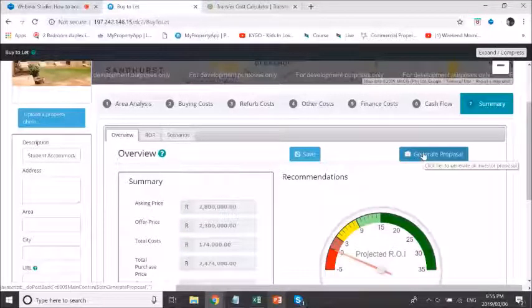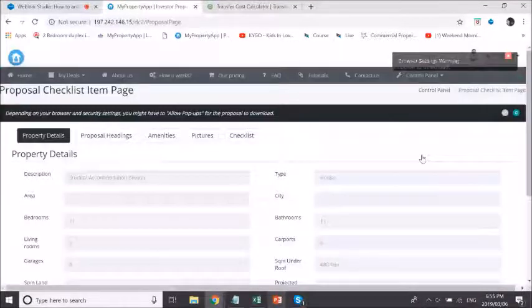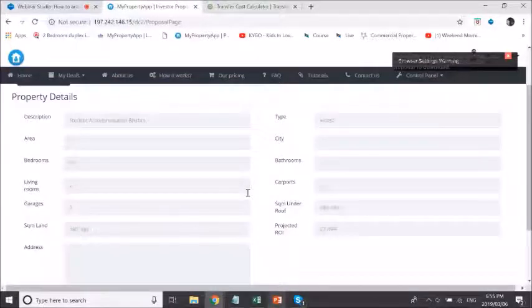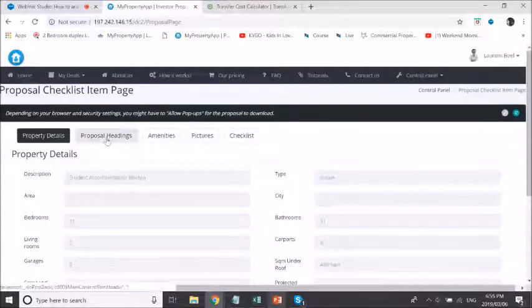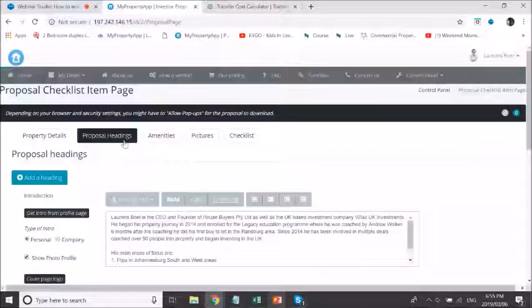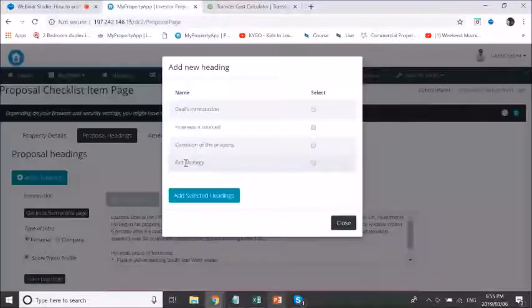The next step would be to go to generate investor proposal. So generate investor proposal essentially pulls some information, as you can see. You can go here to proposal headings. And here you can edit or input the headings you want in the document. So currently we have 4 headings for you. You can have a deal introduction, how to source, condition, or exit strategy. So maybe for now, you just want to add deal introduction.